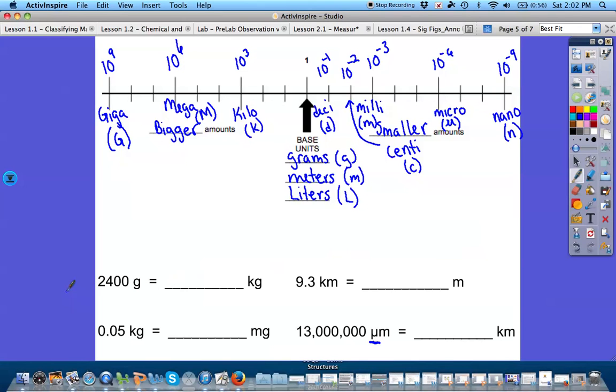So we can use this number line to convert from one unit to another. So we have these numbers at the top of the next page, 2,400 grams. So we are going to start here at our base unit because that is what we are given. And we want to convert to kilograms. So we're going from base units to 10 to the third, which means that we're going to move our decimal 1, 2, 3 places to the left. So 2,400 grams is equal to 2.4 kilograms.